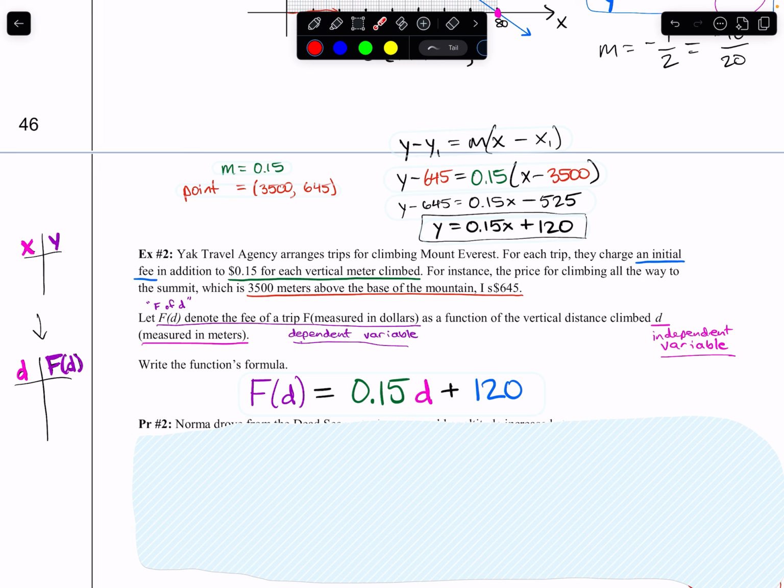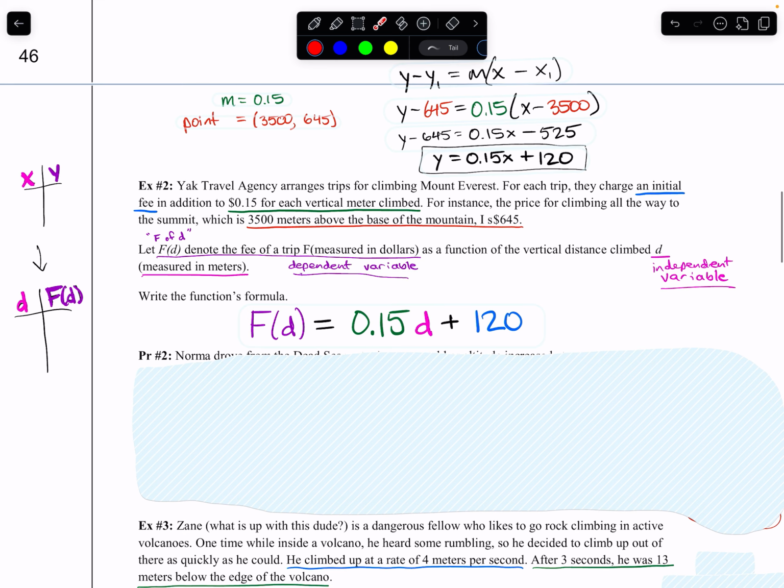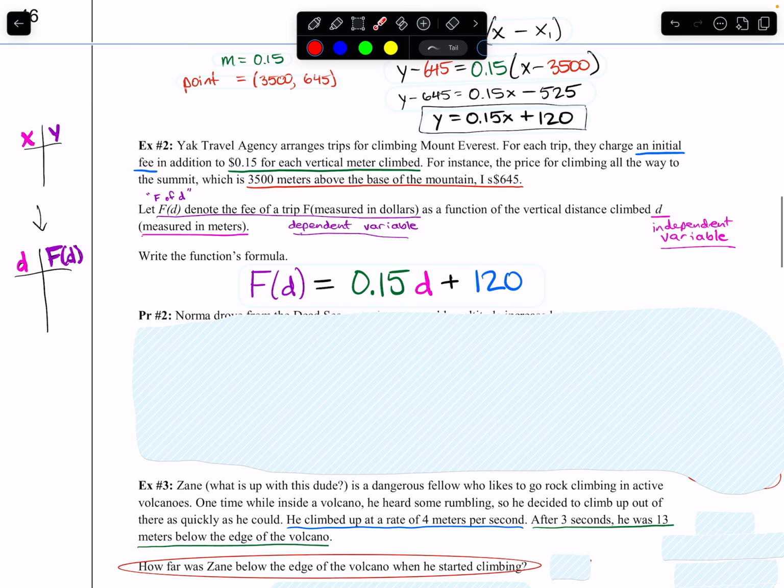That's our function's formula. It's in slope-intercept form. This is the same as y equals mx plus b form. I do want you to try this one on your own. It's very similar to example 2. So take a moment, pause the video, and come back when you're finished with practice problem number 2.